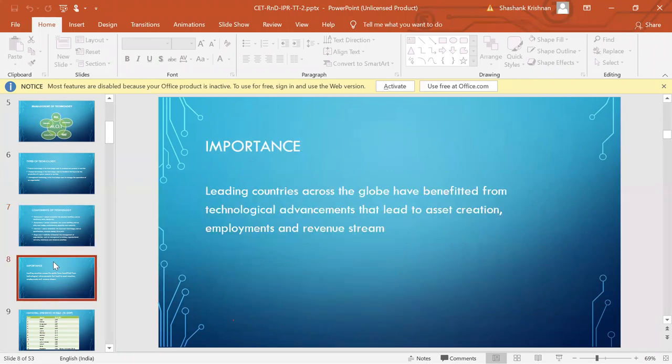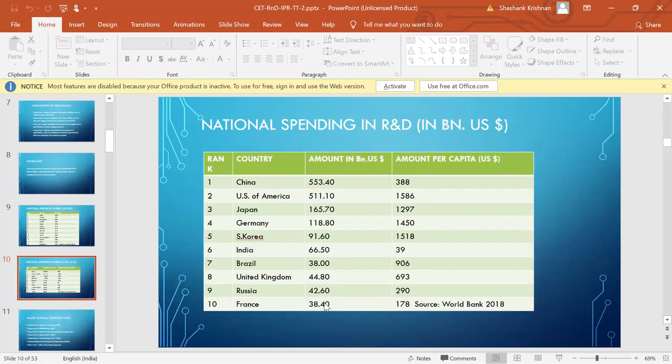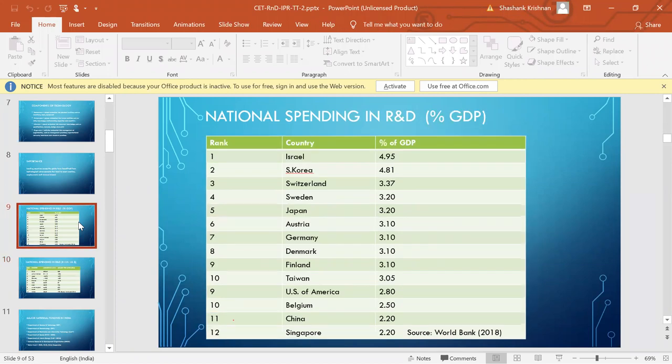Secondly, we also need to know that generating this technology and the subsequent commercialization have been the core reason why many advanced countries are what they are today. So let us look at some statistics here. The relation between the research and development and its outcome. Israel is currently leading among all the nations in the spending on R&D in terms of GDP. It doesn't mean that the entire amount is spent by the government. It could be the industry, the corporates, or other venture capitalists who are providing this funding, but still close to 5%, 4.9%, is contributed by Israel.